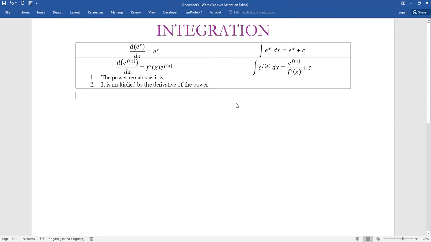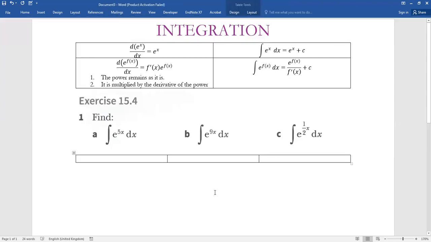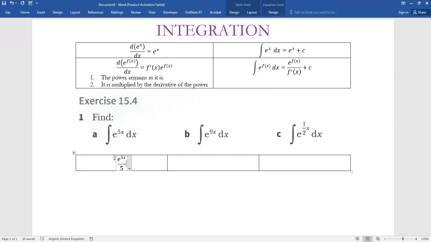Again, mostly you'll get a linear function as the power, so that will be easier to integrate. Let's do a few questions from exercise 15.4. Now, how would we integrate these integrals? E to the power 5x, and it will be divided by 5, plus c. Is this clear? Yes, sir.